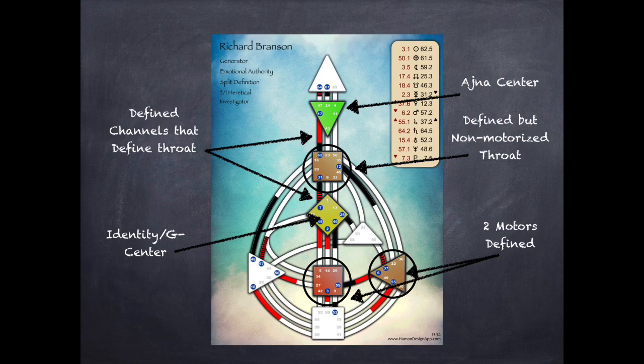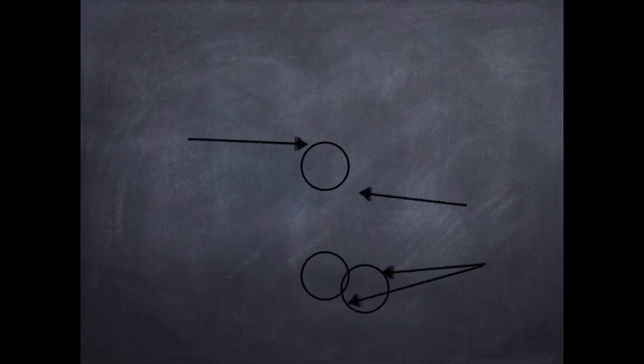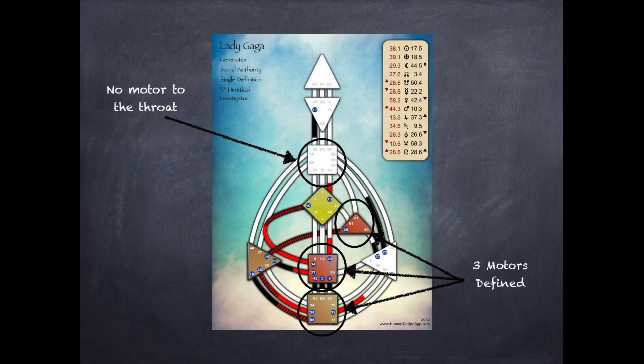He has a sacral motor defined, as all generator types do, and he also has a defined emotional center. But if you notice, there's no direct connection from his emotional center to his throat, or a direct connection from his sacral to his throat. Instead, he has what's called hanging gates or half channels.